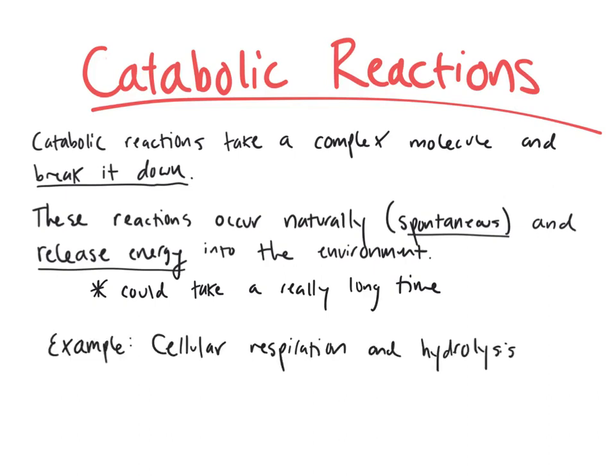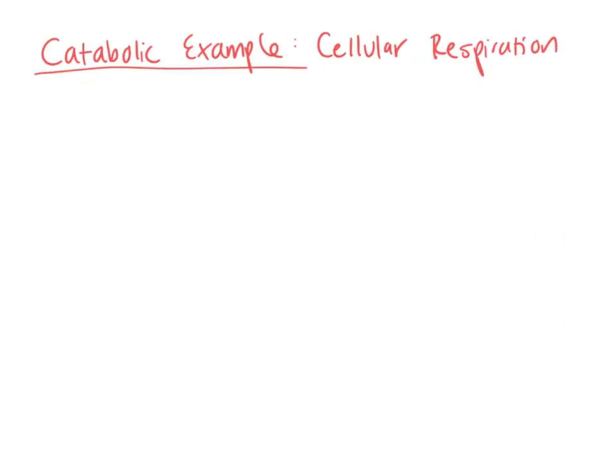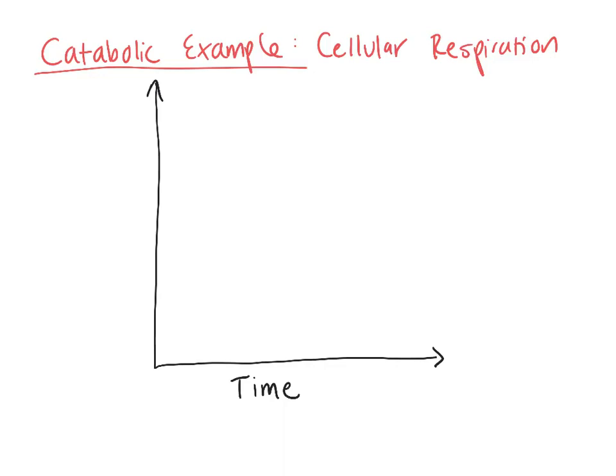Let's take a look at a graph that is going to display all of the information I've just talked about in a concise and visual form. So for this example, I'm going to talk about cellular respiration in a very simple way. I'm going to draw our chart. So on the X, we're going to have time. And on the Y, we're going to have free energy, which is basically how much energy is in our reactants and our products that is usable. So I'm going to go and write that.